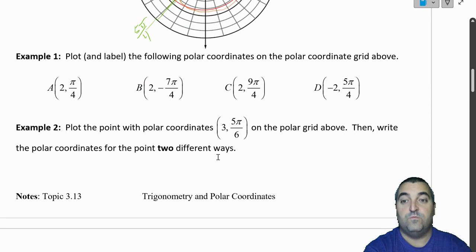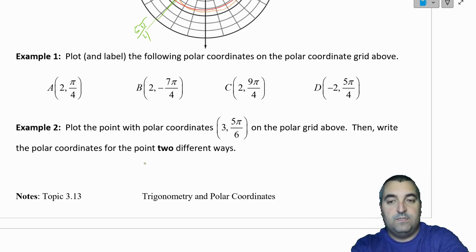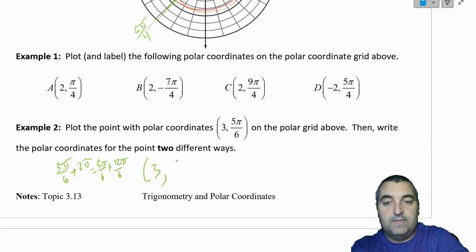And then it wants us to write the polar coordinate in 2 different ways. There's actually a lot of answers here, technically an infinite amount. One way is to keep the r value the same and then add or subtract 2 pi. So I'm going to do a little scratch work on the side. 5 pi over 6 plus 2 pi means get a common denominator. That would be 12 pi over 6. I add those and get 17 pi over 6.